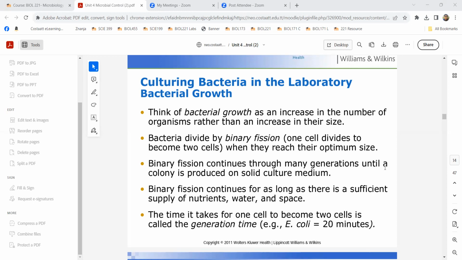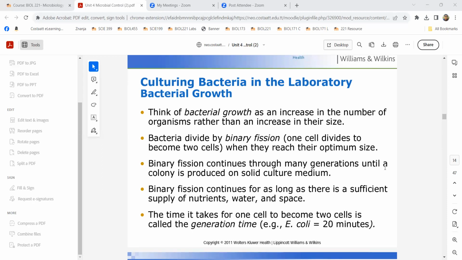So when we think about bacterial growth, do not think about growing in size as we would think about children growing in size into adulthood. With bacteria, when we think about increase in bacteria size, we think about growth in numbers because they are multiplying and forming more and more organisms, okay? So it's an increase in the number of organisms. Bacteria divide by a process called binary fission as soon as they reach their optimum size. They continue this process of binary fission through many generations until a colony is produced.